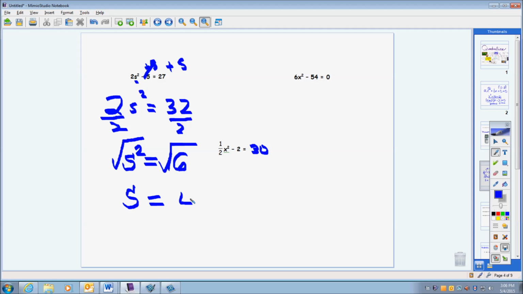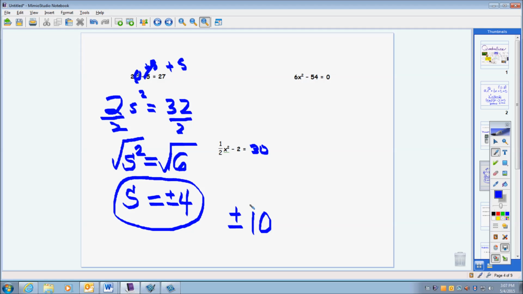Now, there's two answers here, because this is s squared. So s is going to take on two values. It's going to take on positive 4 and negative 4. Here's why. If you take 4 times 4, you're going to get 16. If you take negative 4 times negative 4, you're also going to get 16. So s is going to have two answers, positive 4 or negative 4. And we use this symbol here. That means positive or negative. So if I write this, for instance, this is going to be positive 10 and negative 10. This is two answers right here.